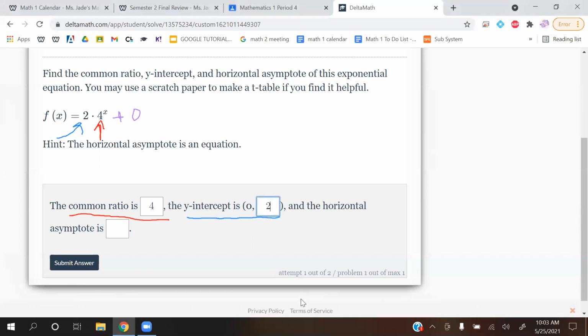And finally, the horizontal asymptote. For a horizontal line, you want to write an equation. A horizontal line would be y equals some number. So what is that number? It's going to be the number at the very end. So if it's plus 0, then my equation should be y equals 0. And so that is your horizontal asymptote.